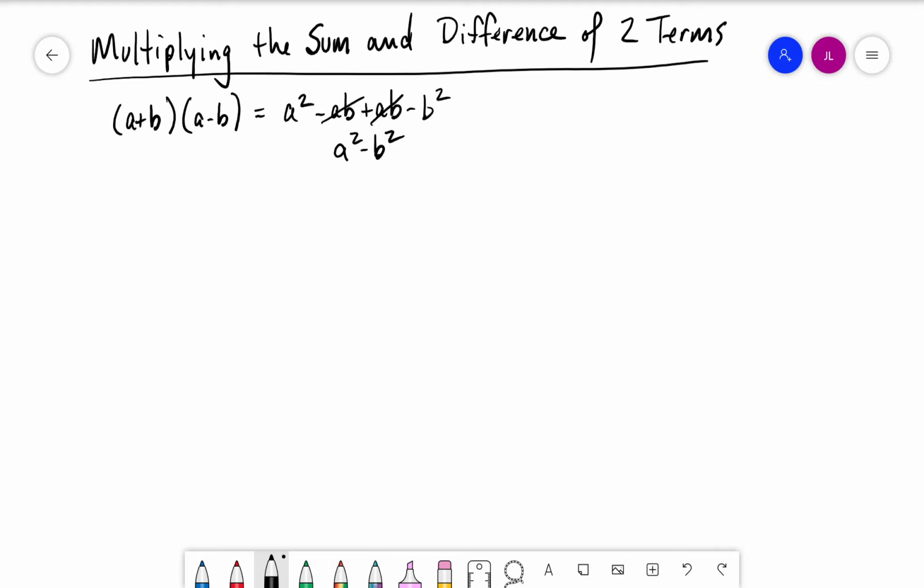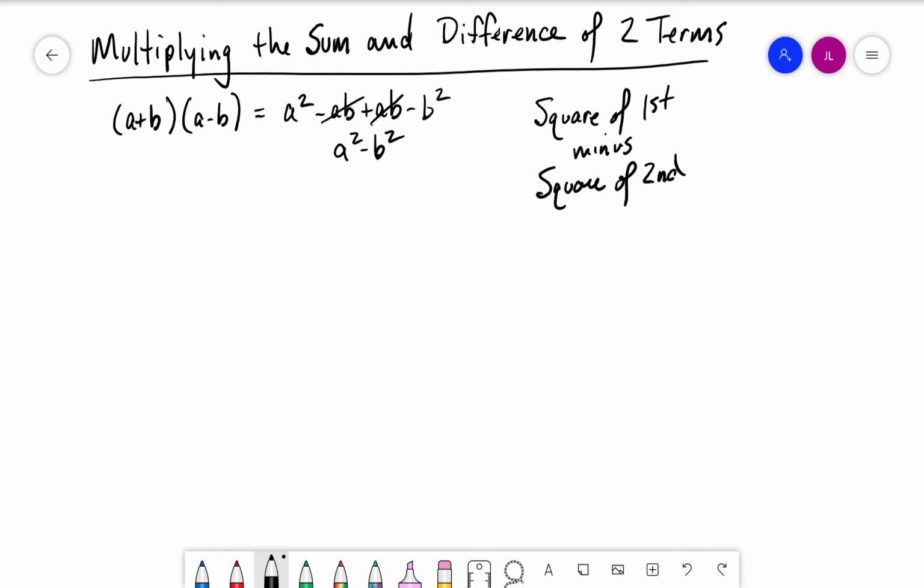Okay. So to say this again, it's the square of the first term minus the square of the second. Okay.